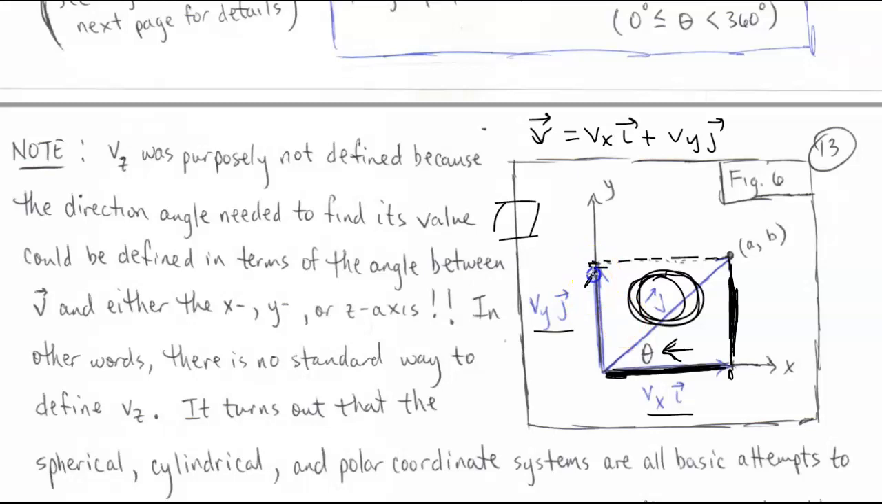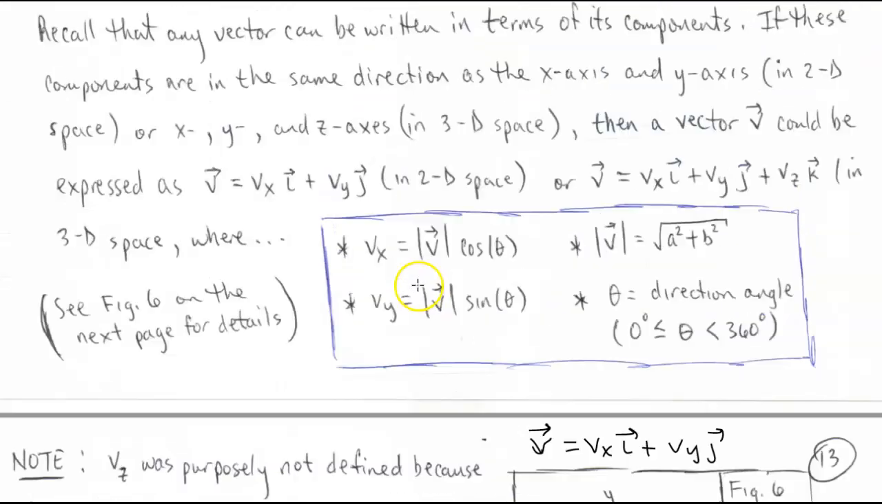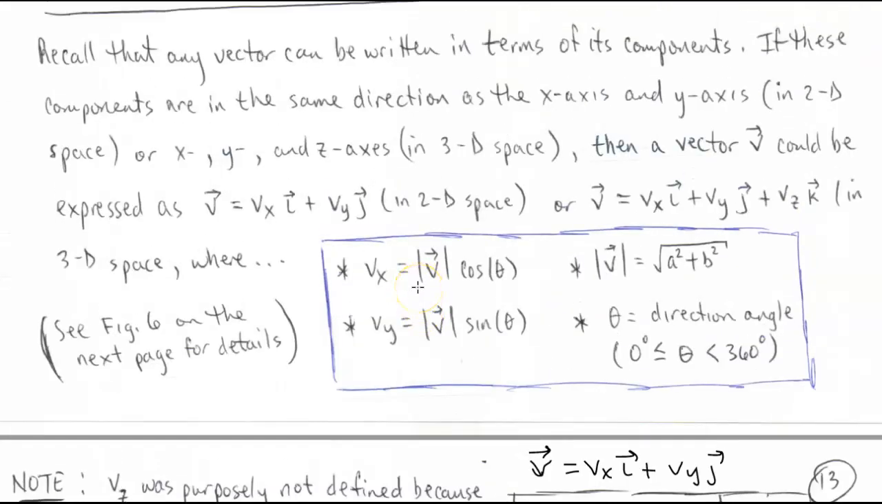And that would be the same as this vector here, because it would have the same length and direction angle. So because of that, we now see that our magnitude for the x direction for that vector is just the magnitude of v times cosine of theta. And the magnitude in the y direction is that same magnitude, but times sine of theta.